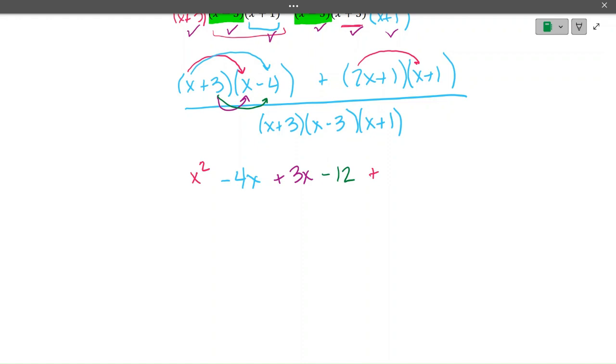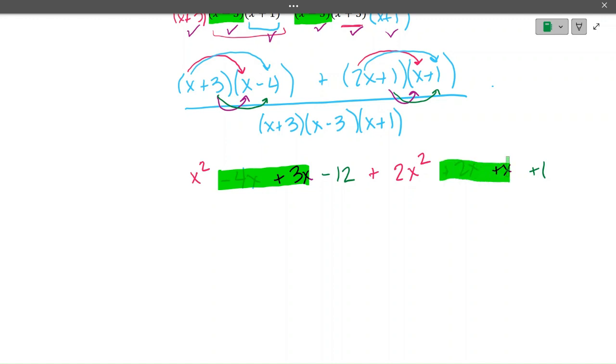So we have 2x times x, which gives us 2x squared. We have our next term, which is 2x times 1, which is 2x. We have 1 times x, or 1x is what we get. And last but not least, we have 1 times 1. Okay, so I've color-coded these, but I'm also noticing that I've got some like terms in both of these.